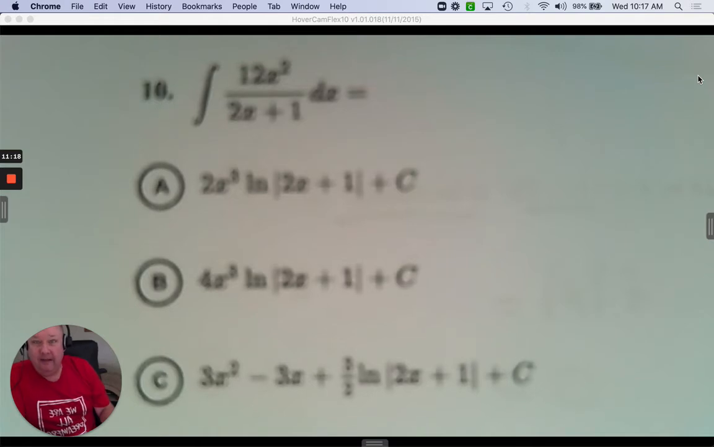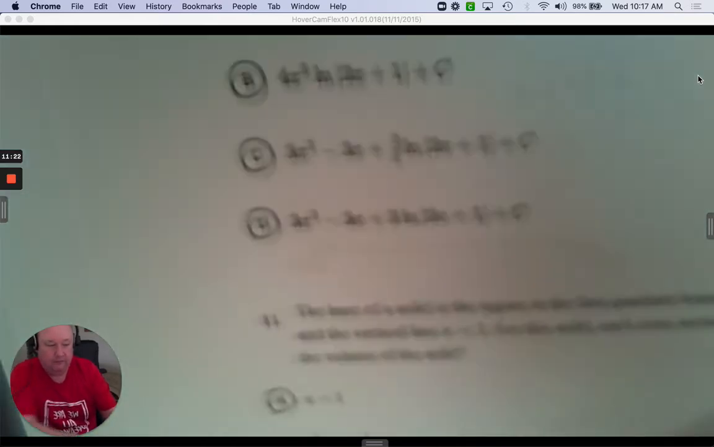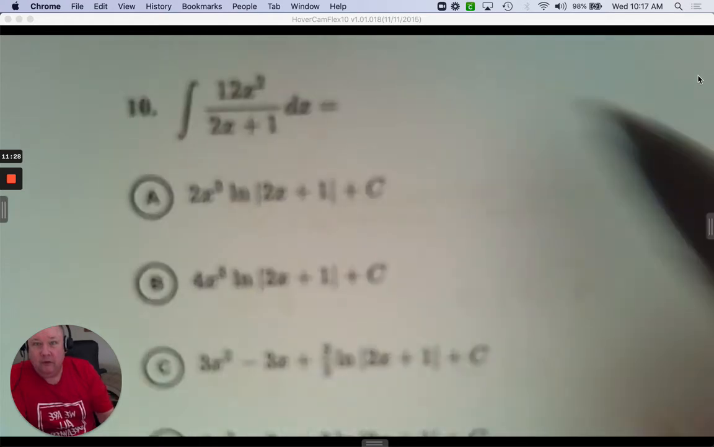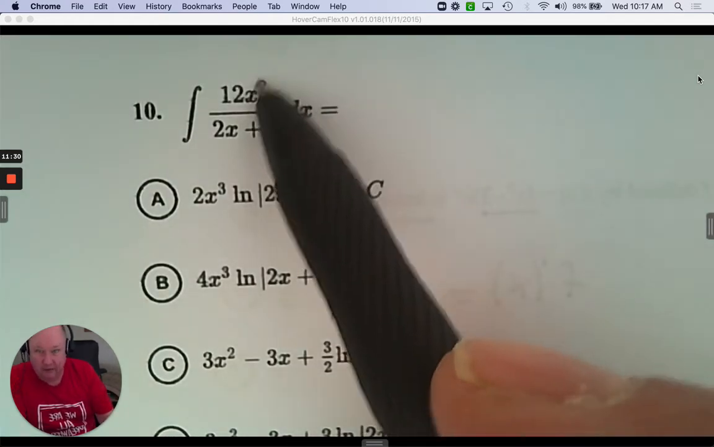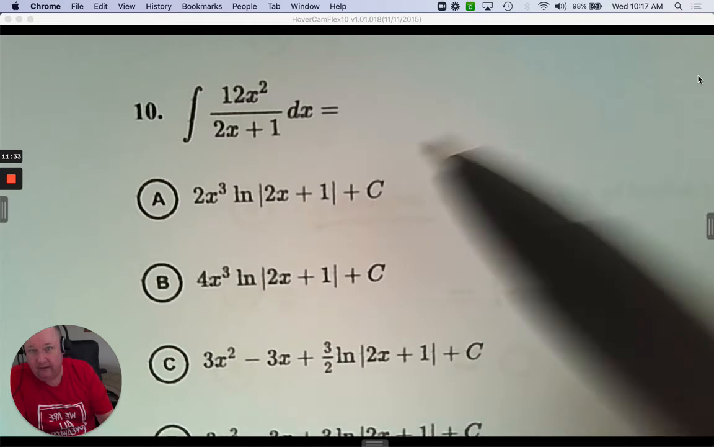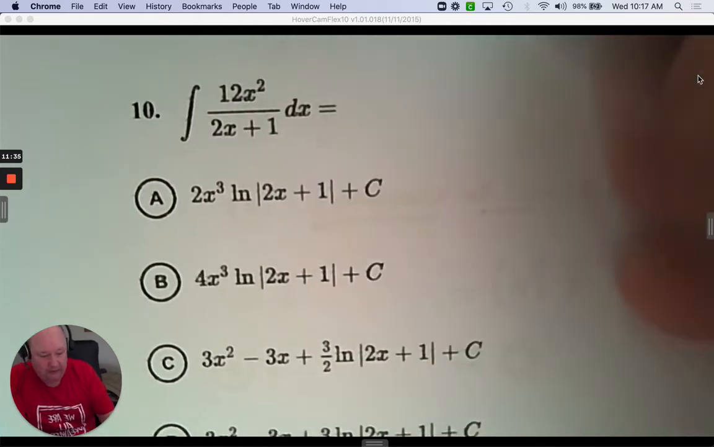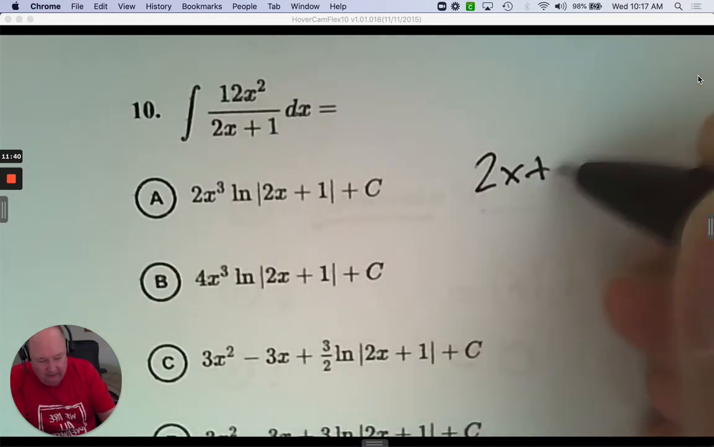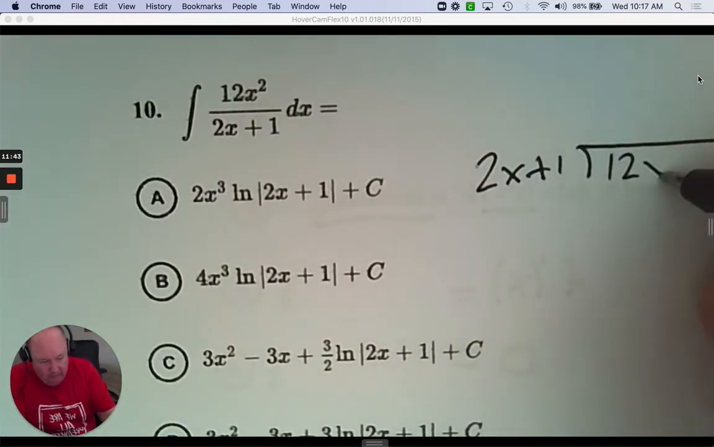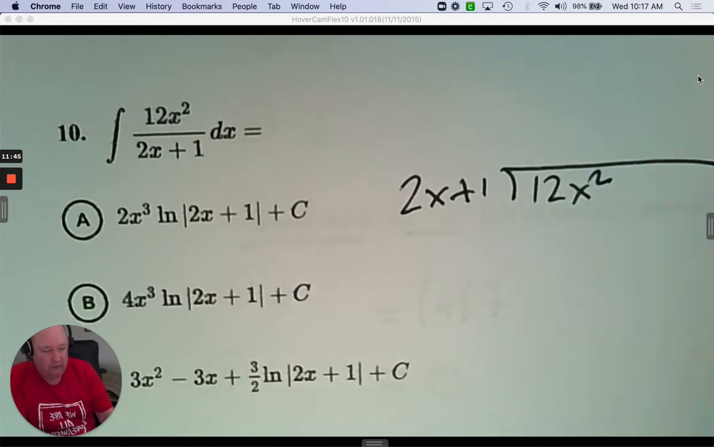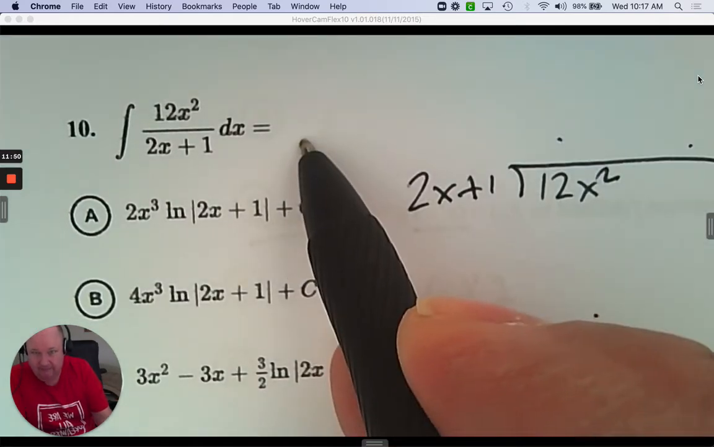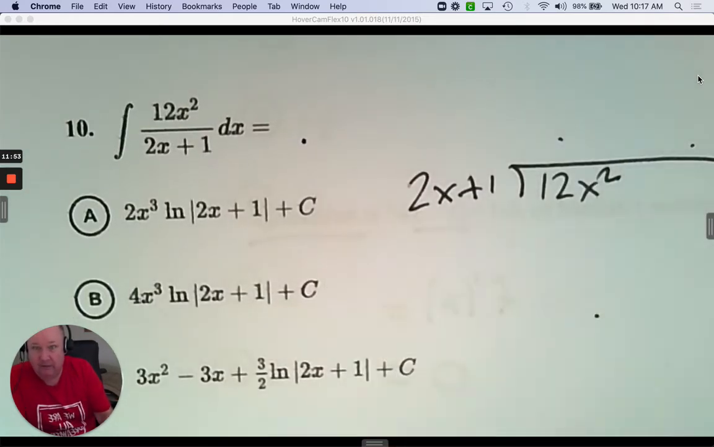All right, number 10. For number 10, I noticed the numerator is more powerful than the denominator. Because it's not a simple linear on the bottom, you are going to have to do the dividing. You only have to do it once. So you do the dividing. Then when you have your answer, put it back in. Then integrate. And then don't forget the constant.